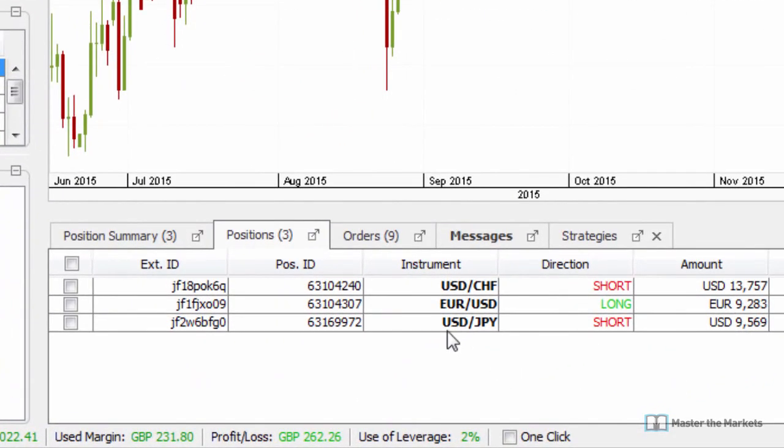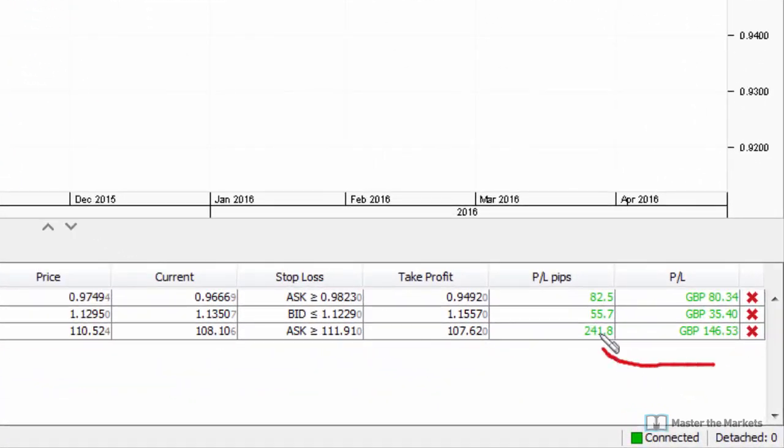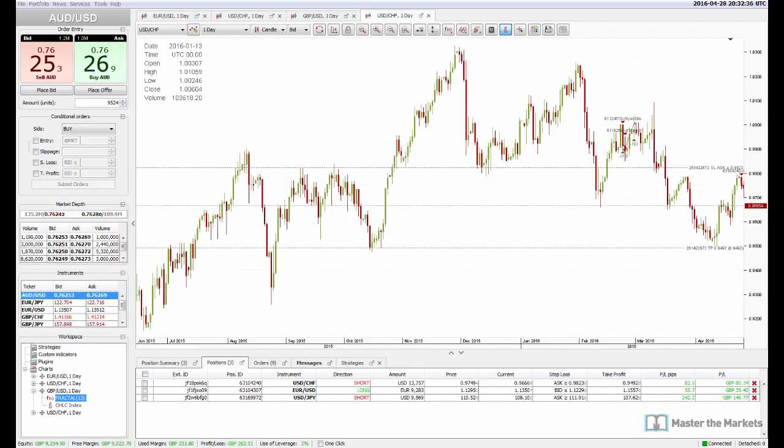So you can see over here we've got three positions. We've got the dollar yen, the euro dollar, and the dollar Swiss. These are all the different positions that we have. Now let me just quickly explain how you actually come to take such positions.